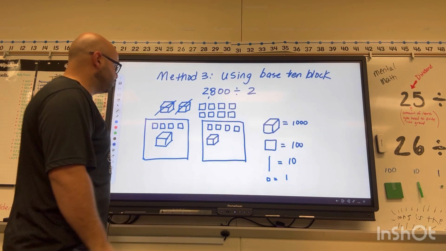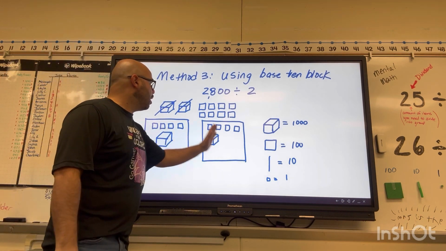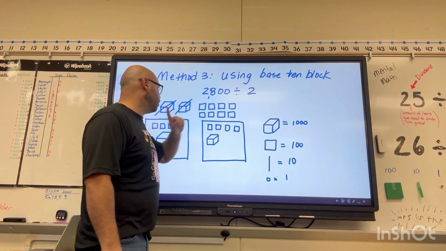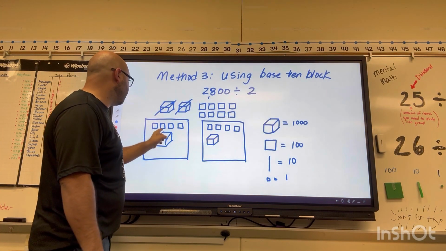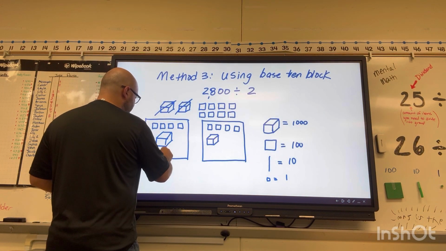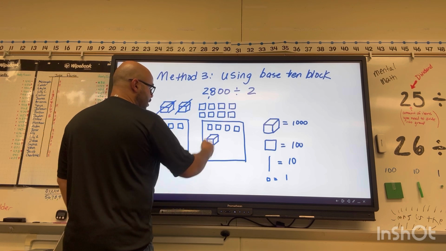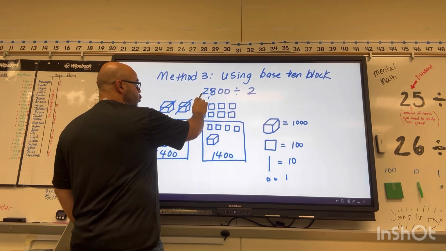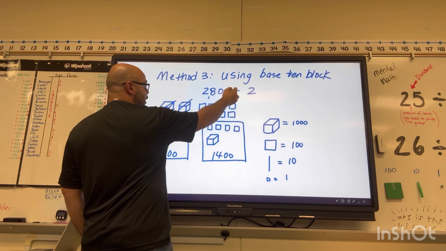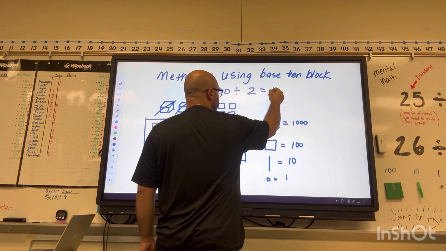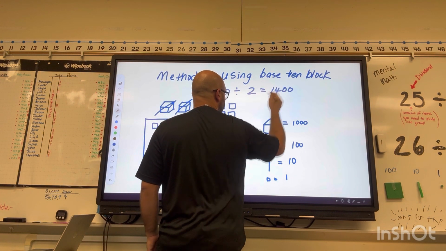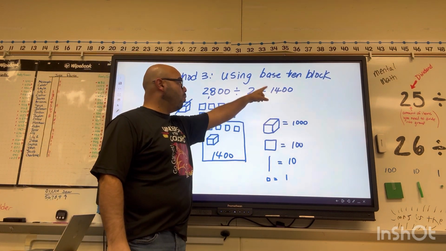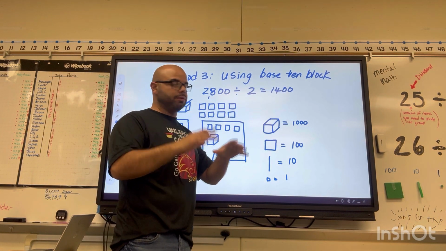So now you have to find out how many are in each group. You're dividing 2,800 divided by 2. So in one group, I have 1,400. In another group, I have 1,400. So 2,800 divided by 2 equals 1,400. So I was able to make 2 groups of 1,400 equally.